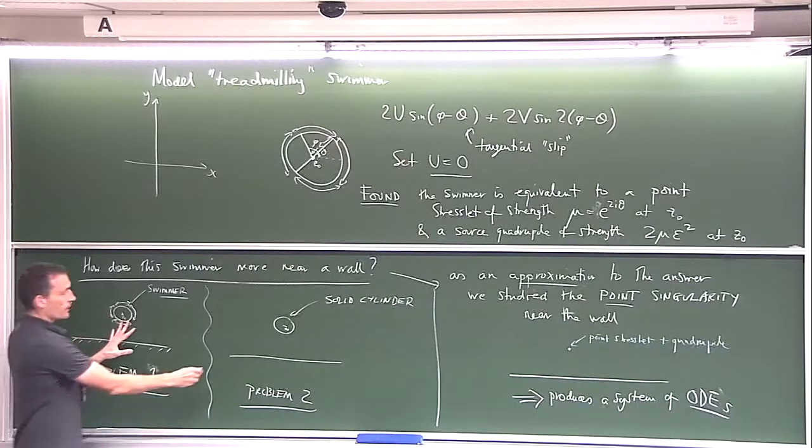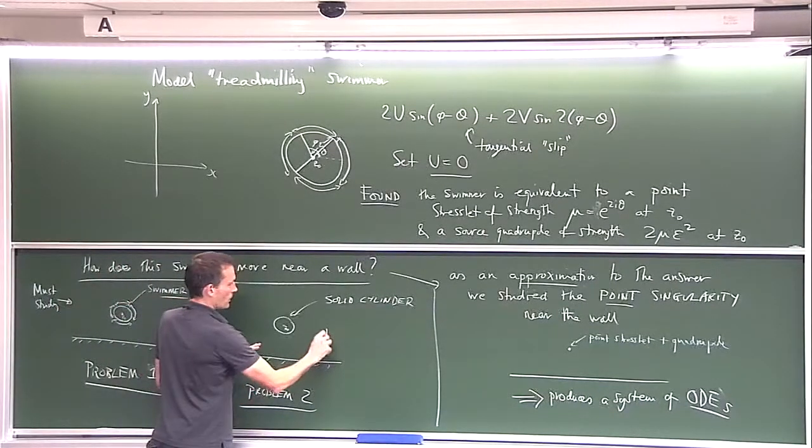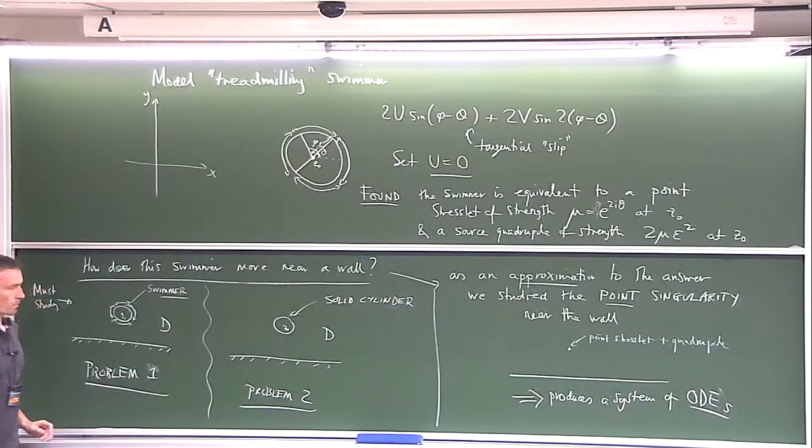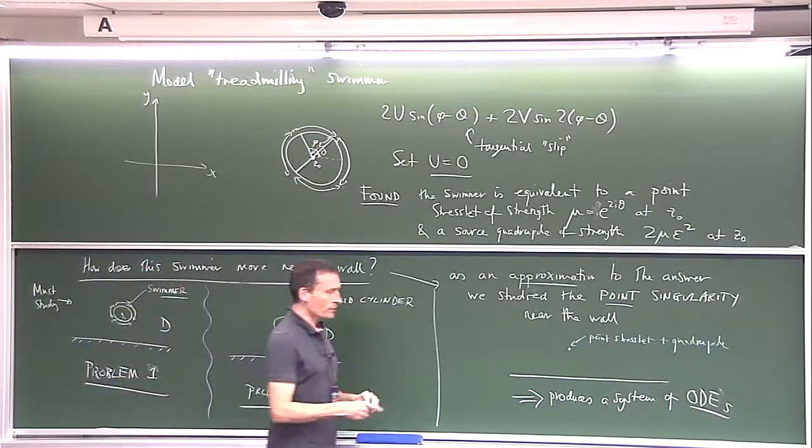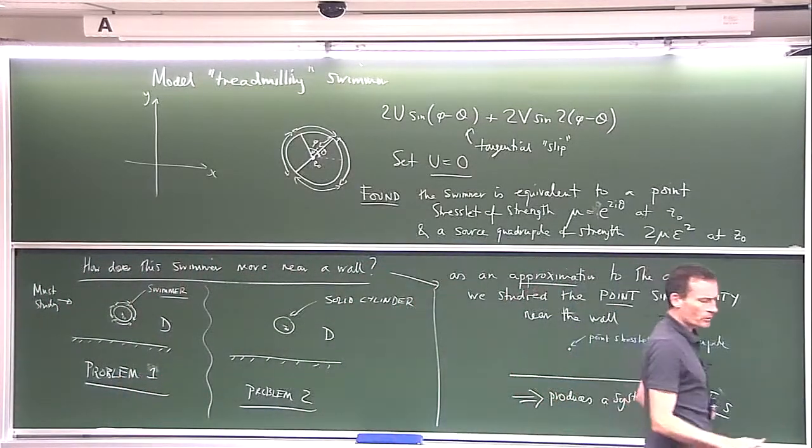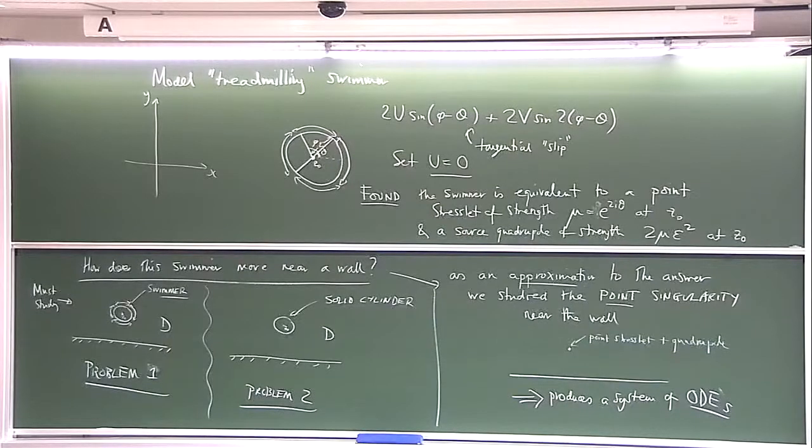But the domains are identical. So this is D and this is D. Everyone think about this, because I remember when I first came across this, I learnt this when I was a student, but I didn't really realize what I was doing. So there are two different Stokes flow problems, but the geometry is exactly the same. What's the difference between the two problems?